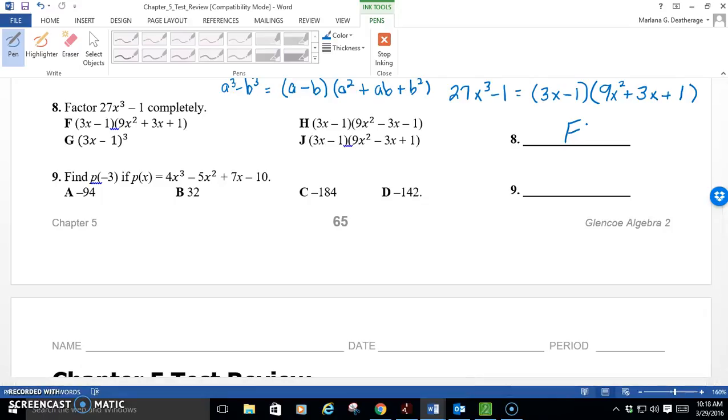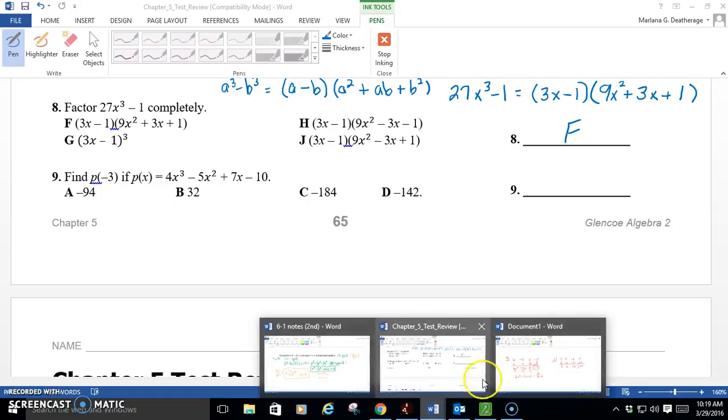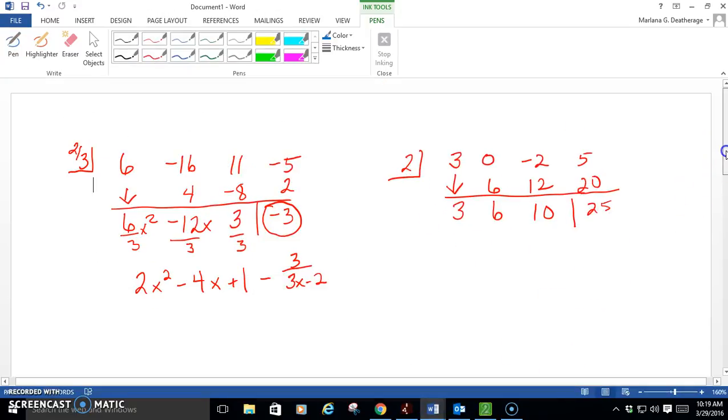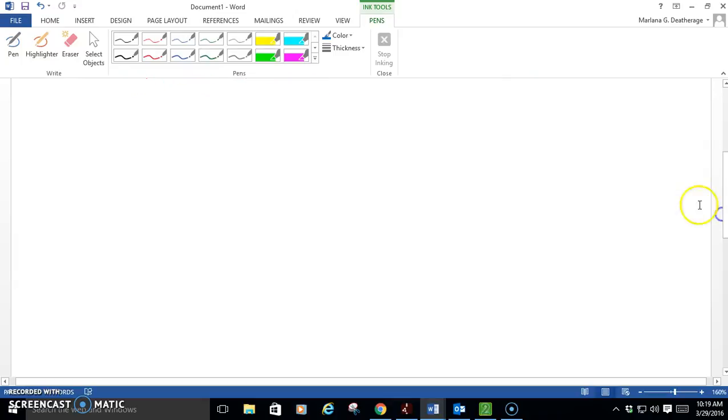Alright, number 9. You want to find P of negative 3, so you can stick negative 3 in for x, or you can do synthetic substitution, which is what I'm going to do. So I'm going to go to a little piece of paper over here. And you don't do the opposite sign because it's not a factor. It says find P of negative 3, so negative 3 is what you want to use.